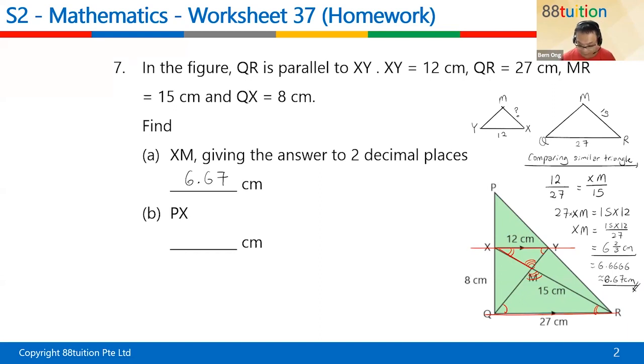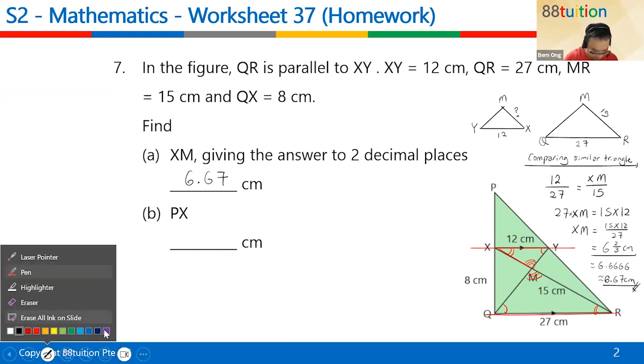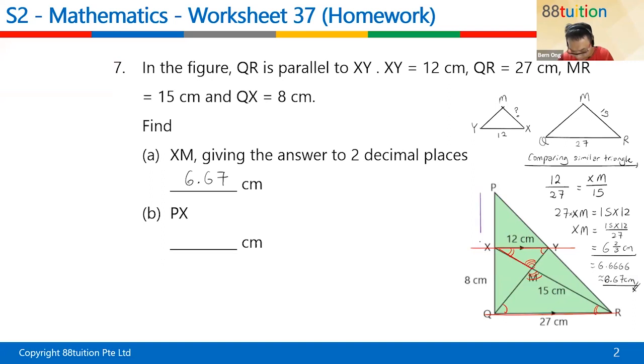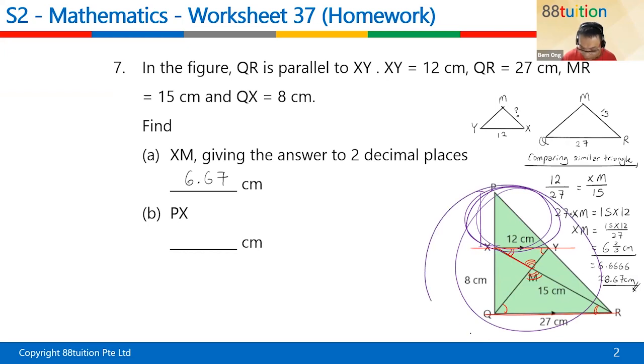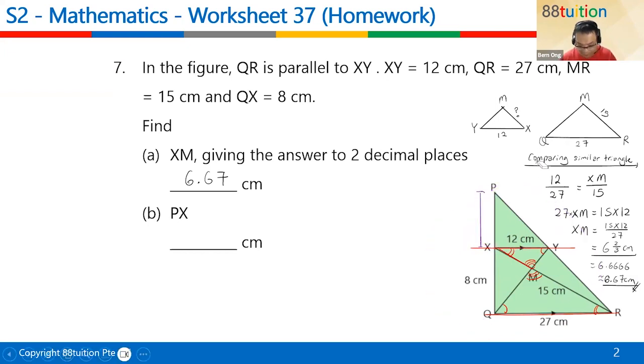Next is PX. Where is PX? Oh, PX is on top here. Any idea? Again, this topic is about similar triangles. Can you see this top triangle? The small one versus the whole thing is similar also, right? Okay, so I draw another set of similar triangles, small versus big.